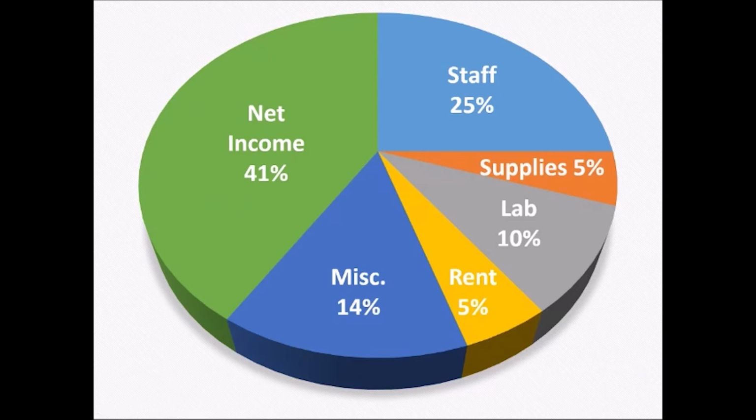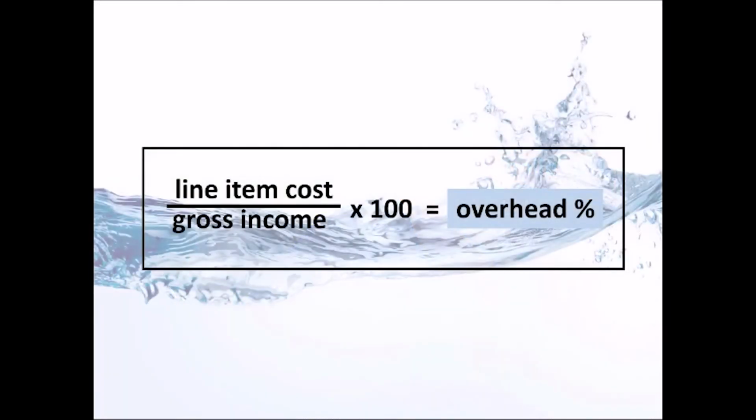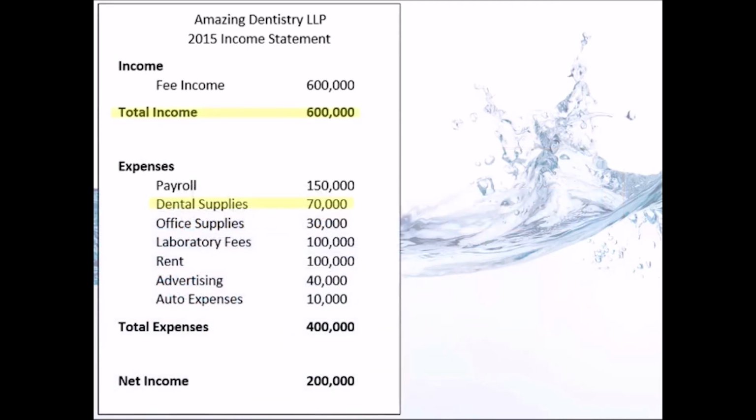So this is a good roadmap. You certainly may find in your particular practice that these values need to be a little different, but this is a good starting point for us. So to calculate our line item overhead costs and compare them to the national averages, we simply take the specific line item cost, divide it by our gross income, and multiply that by 100. Let's do that calculation together.